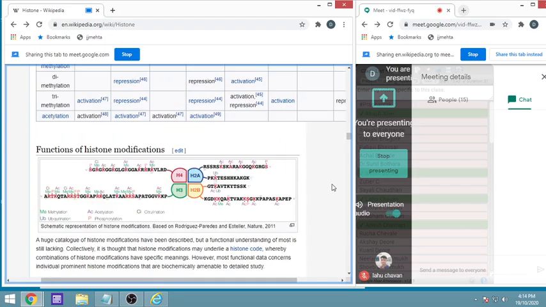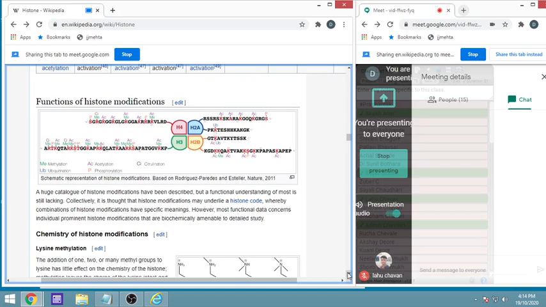A huge catalog of histone modifications has been described, but functional understanding of most is still lacking. Only a few are known in terms of what happens because of them. It is thought that histone modifications may underlie a histone code, and that combinations of histone modifications have specific meaning. Some meanings are understood, but many are not. Most functional data concern individually prominent histone modifications that are biochemically amenable to detailed study. So these are the various modifications.